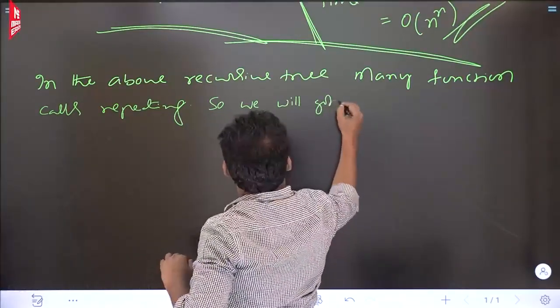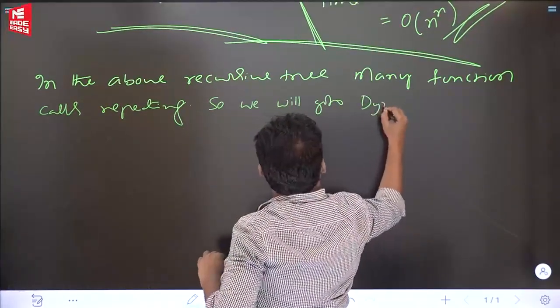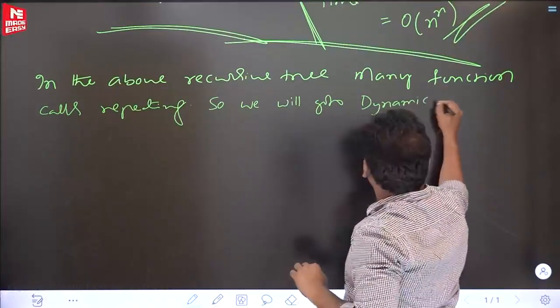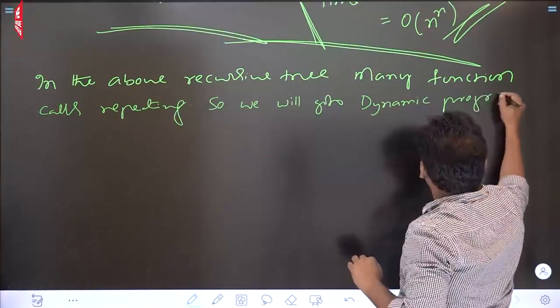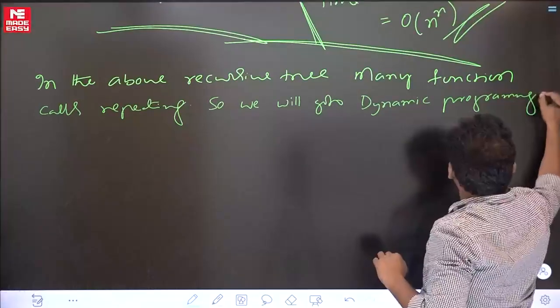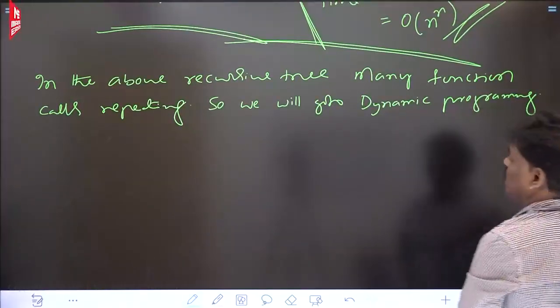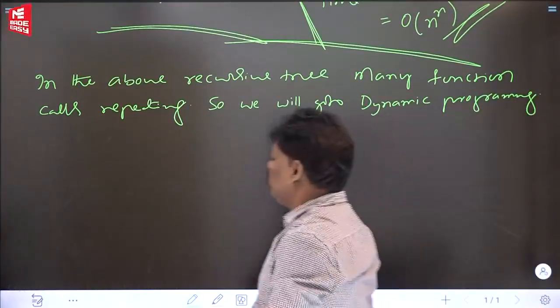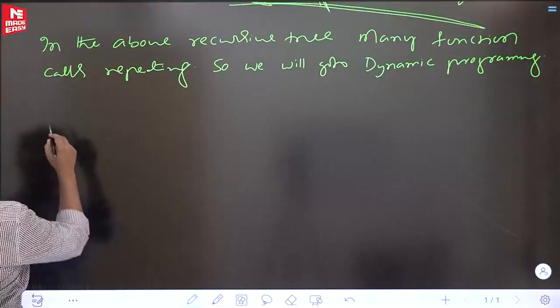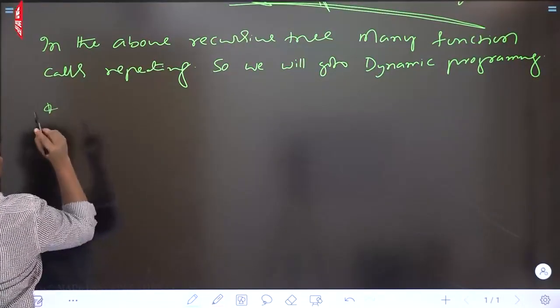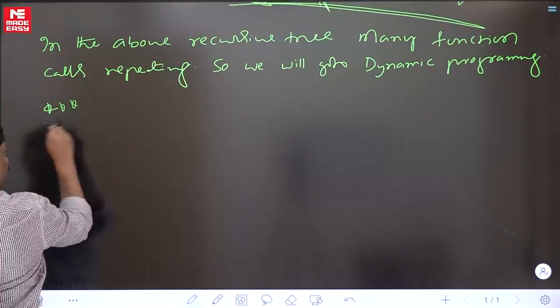So in the above recursive tree, many function calls are repeating, so we will go to dynamic programming. When you say dynamic programming, what is the next one? How many distinct function calls? Let me write now. This is the major line for dynamic programming.